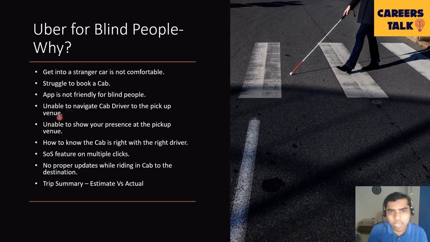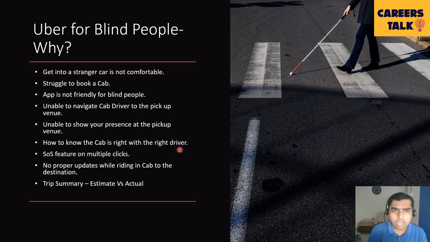Then suppose the blind person is able to guide, but is unable to show their presence at the pickup venue. Let's say the cab has reached the pickup location, but this blind person is standing on the other side of the road, and the cab is on the other road. So how will the blind person know where this cab is standing? So again, this is one challenge that comes for him. How to know the cab is right with the right driver? So here we are going to talk about the verification.